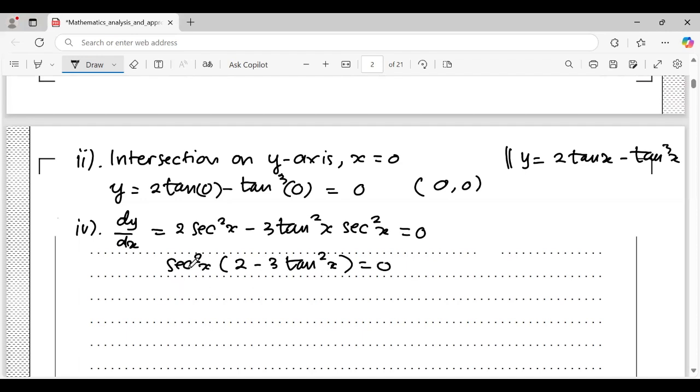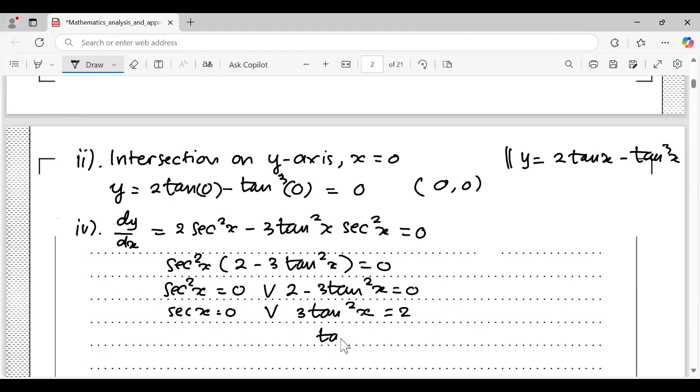It means there are two possibilities for the solution. The first is secant squared x equals 0, or 2 minus 3 tangent squared x equals 0. If secant x equals 0, it means secant x equals 0. Or this one, 3 tangent squared x equals 2. Tangent squared x equals 2/3.